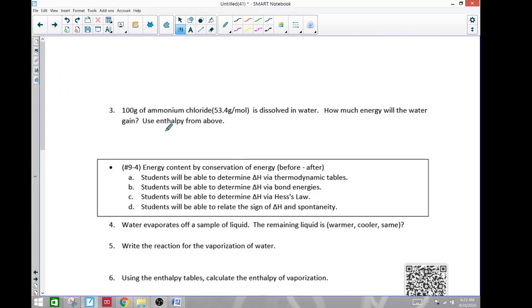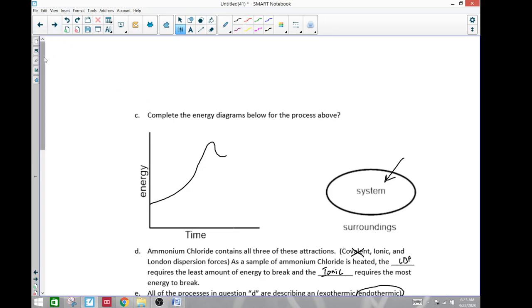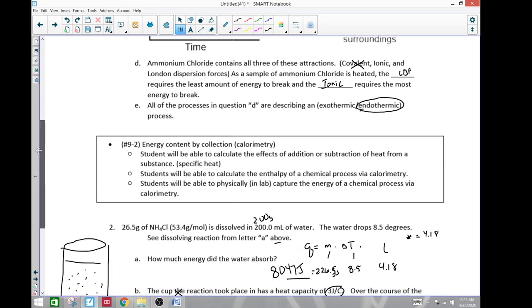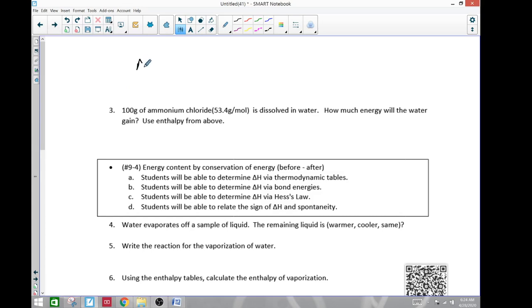All right, 100 grams of ammonium chloride is dissolved in water. How much energy will the water gain? Use enthalpy from above. So the enthalpy from the last one was, let's grab it here, one quick second. 16.2 kilojoules. All right, so that's what I'll use. So the delta H is 16.2 kilojoules per reaction.